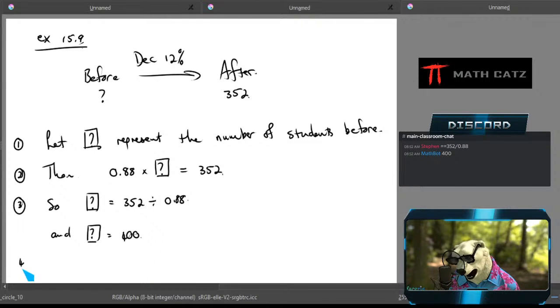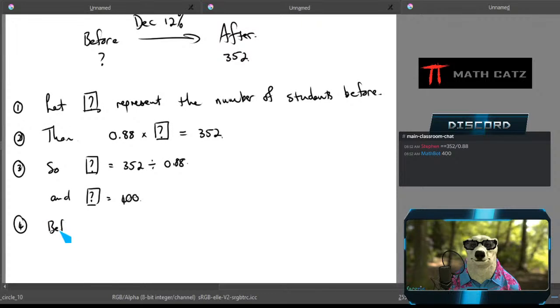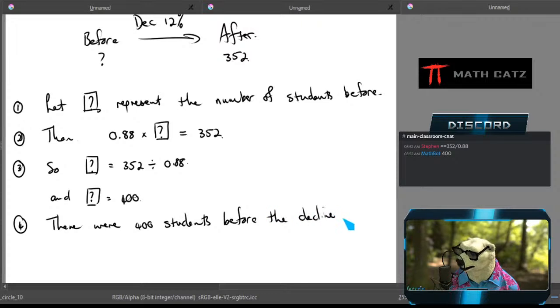And then I just want to wrap it up and say, let's say it like this, there were 400 students before the decline. And we're done. 4 steps, no more, no less.